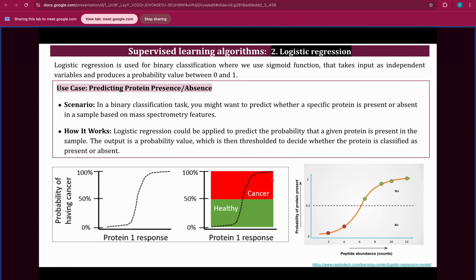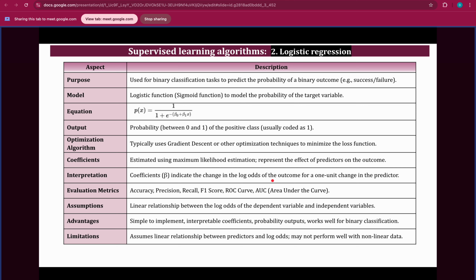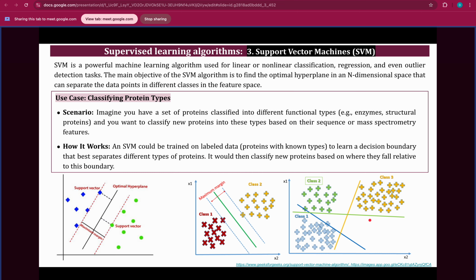So this is also a table which is giving detail about logistic regression. If you are interested, you can go through it. Now we will talk about support vector machines.